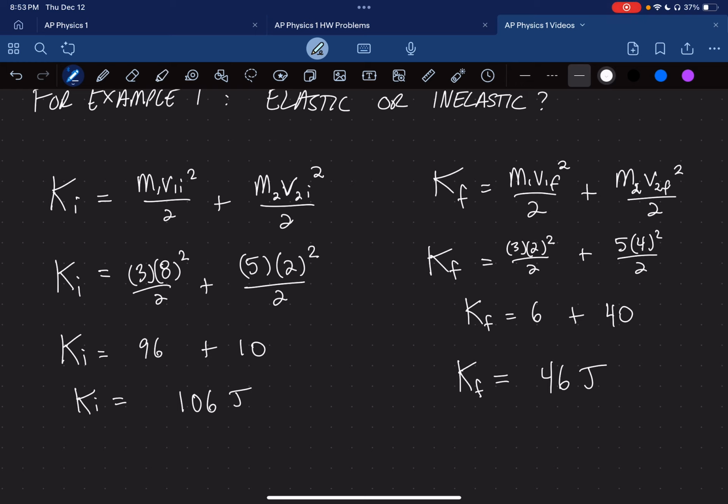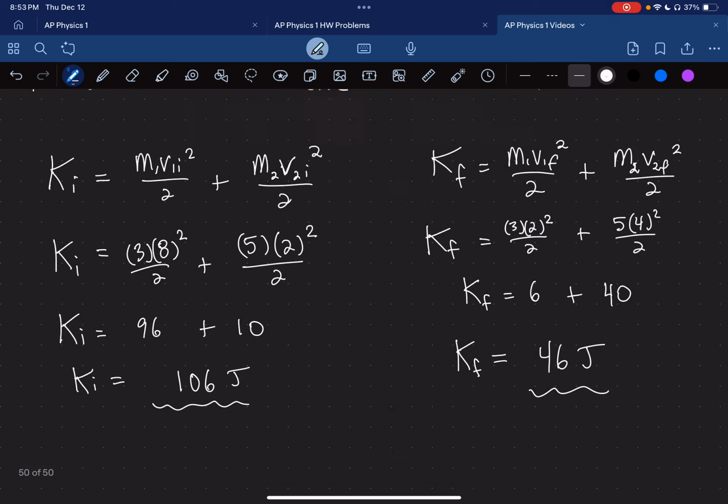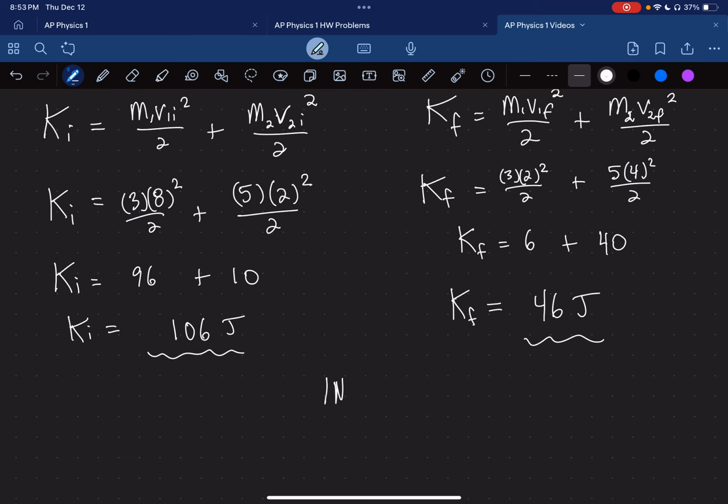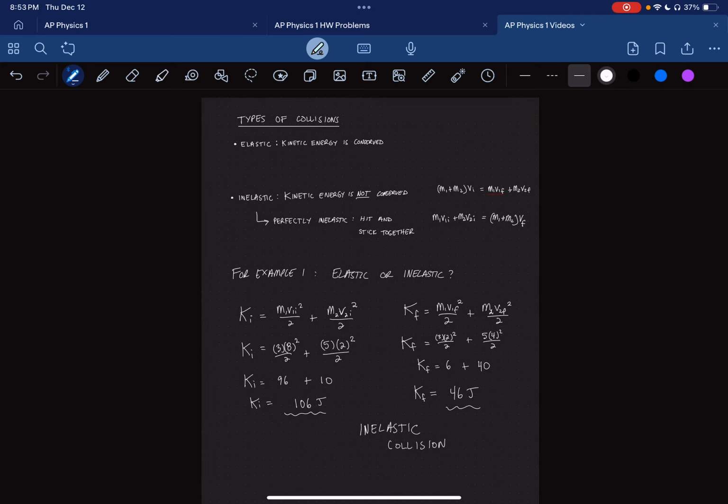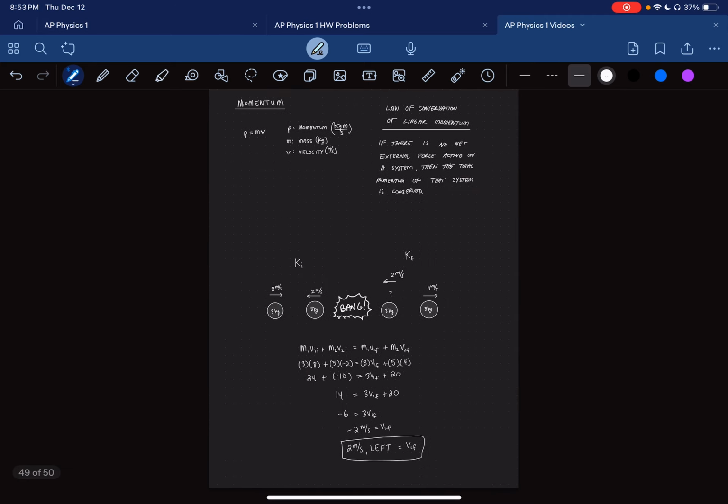Even if I made a mistake somewhere here, I'm pretty sure that the kinetic energies were not equal. It started off with more kinetic energy and ended with less kinetic energy, so some kinetic energy was lost. Because they are not equal, because kinetic energy was not conserved, we call this an inelastic collision. And I think that's it.